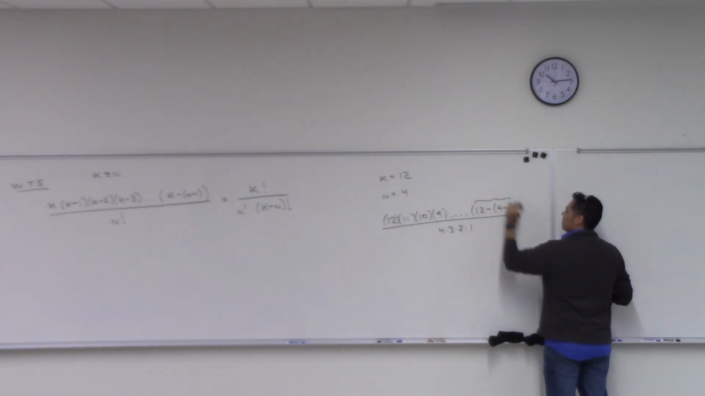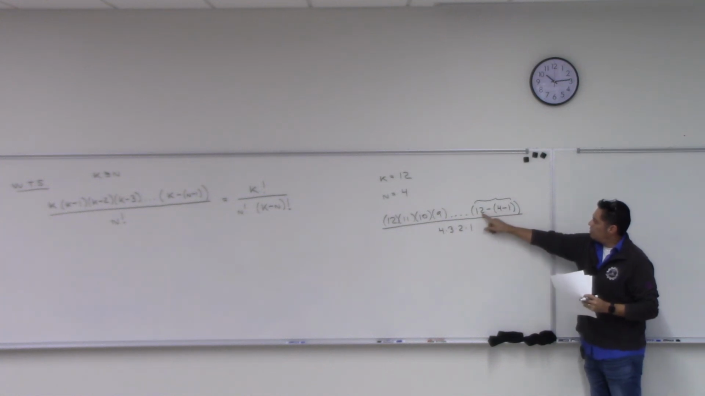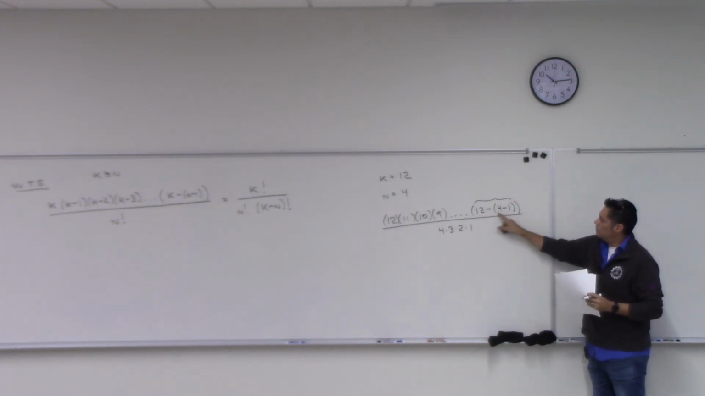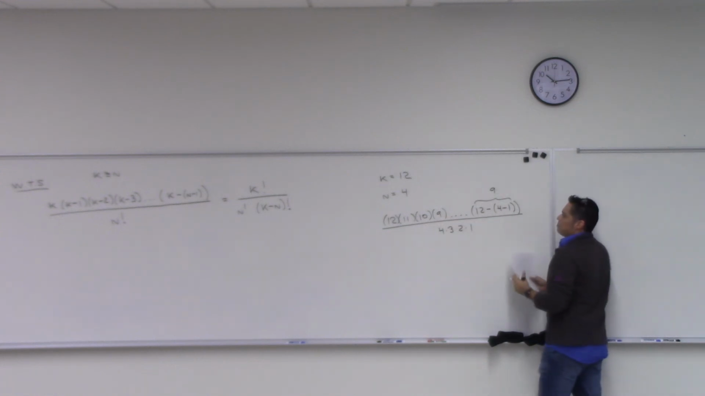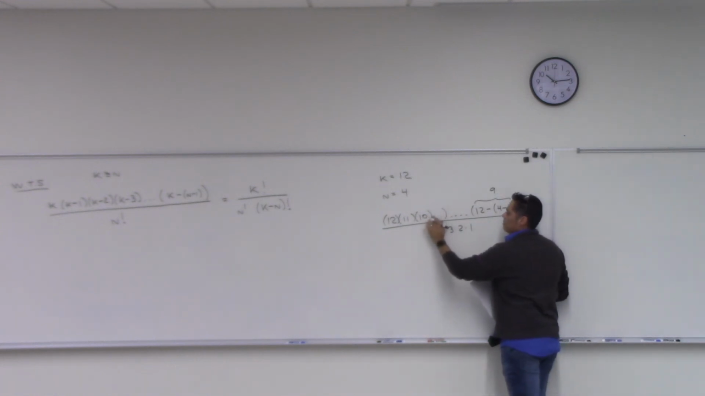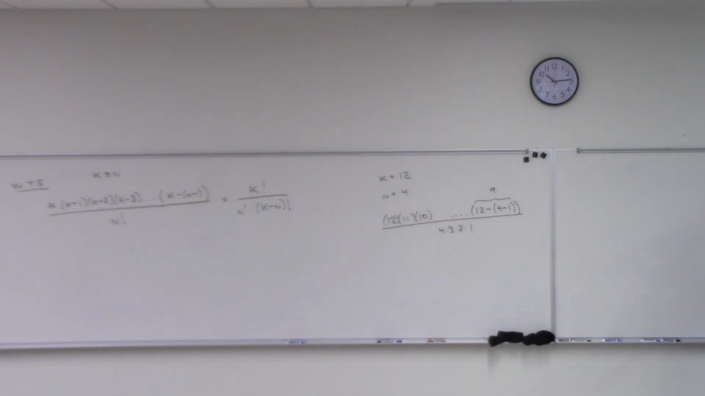What is all this? So that's 3. What's 12 minus 3? 9. Then I would have stopped here. Let's just put 9 here. That's where I'm supposed to stop. So let me take this one out. I would stop at 9 there.